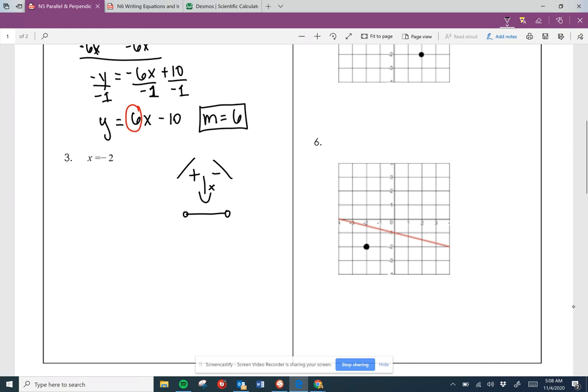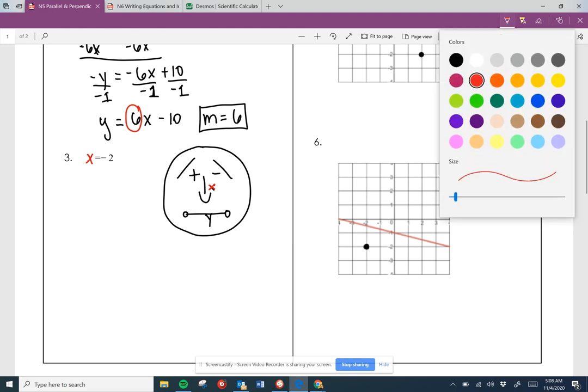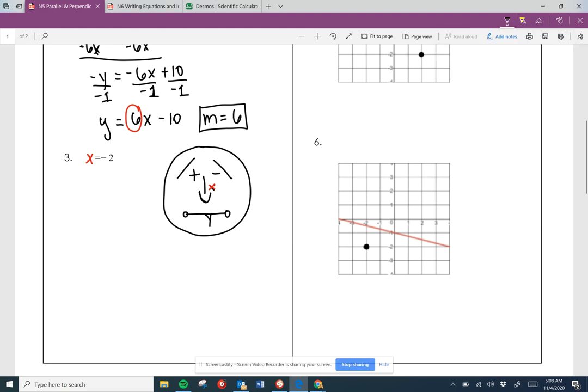Okay, the reason that he has his little nose piercing of x is because equations that just have x's, x equals negative 2, those are going to be vertical lines. And as we can see from our slope man, the slope of a vertical line is undefined. So in order to draw a line that's parallel to this one, the slope would also need to be undefined.